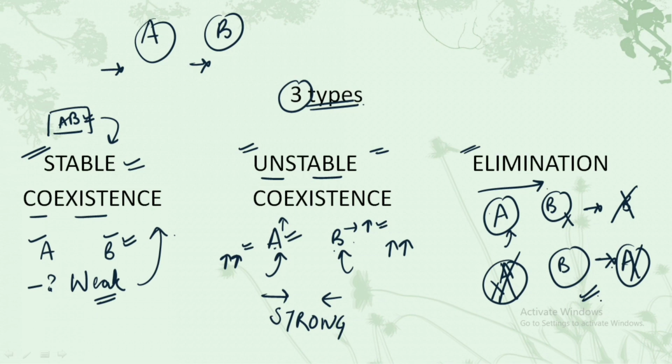So this was about the 3 possible outcomes in the case of competition between the 2 species that we have considered. Make sure you remember this. Simple points to remember are: in case of stable competition, both of them are weak in nature. In case of unstable, both of them are very strong, and in case of elimination, either of them could be strong in nature. So this was about the types of outcomes possible.